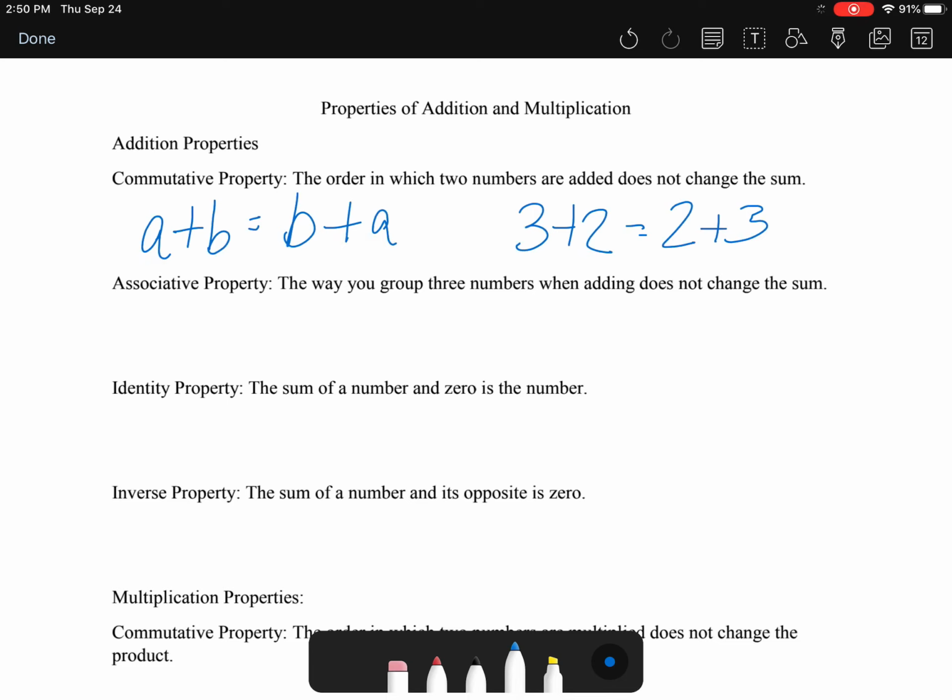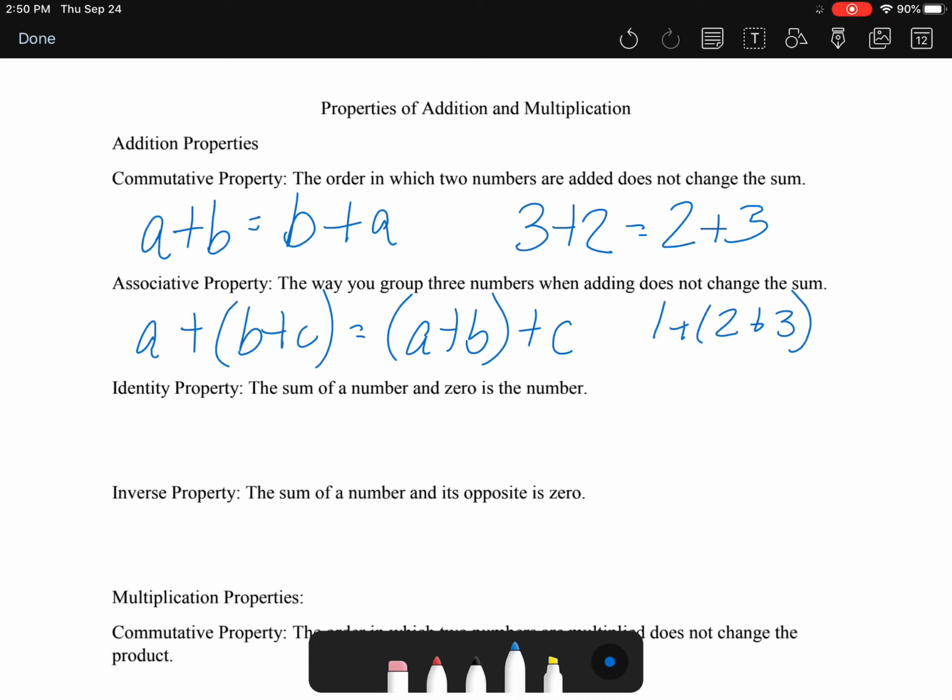The associative property. The way you group three numbers when adding does not change the sum. So if I have A plus the quantity of B plus C, that is the same thing as the quantity of A plus B, plus C. To look at that with numbers, if I have 1 plus the quantity of 2 plus 3, that's the same thing as if I just add 1 and 2 together and then add 3 later.